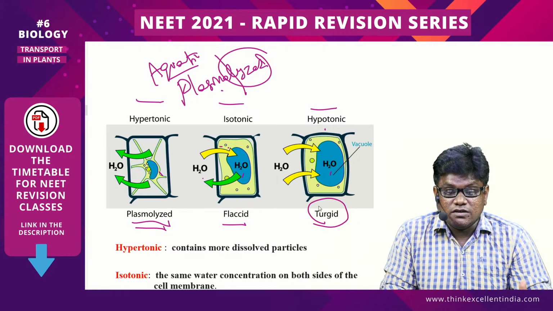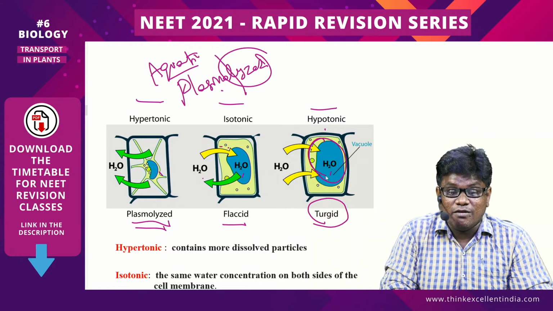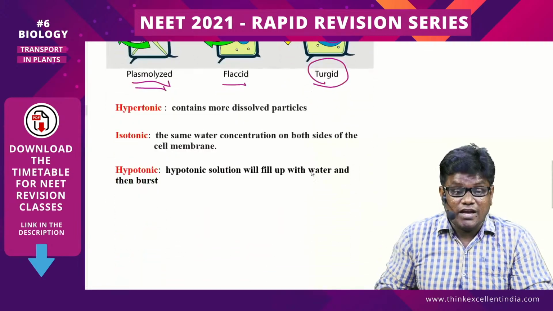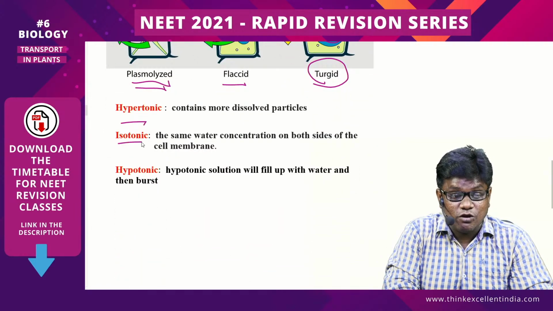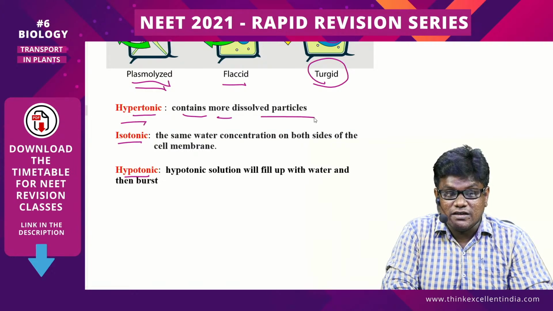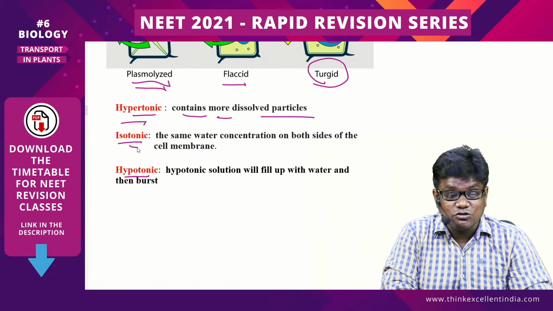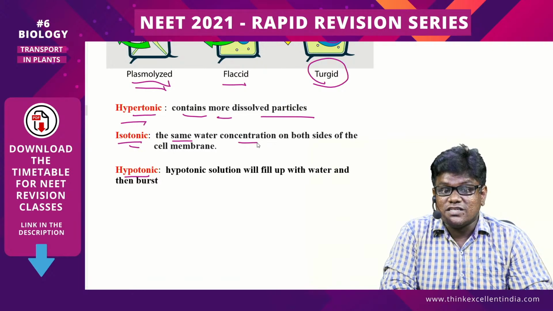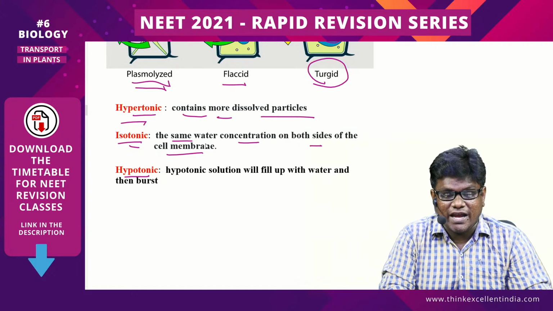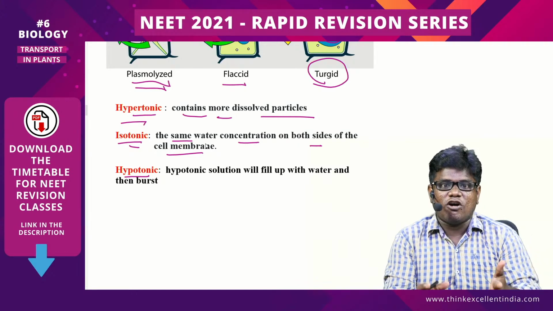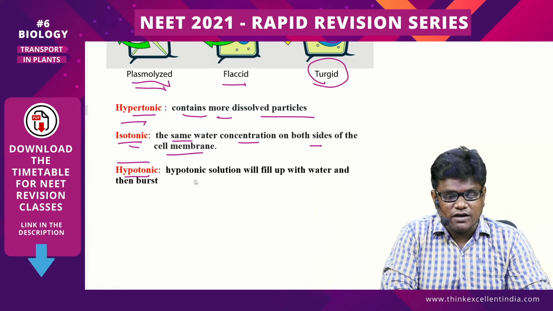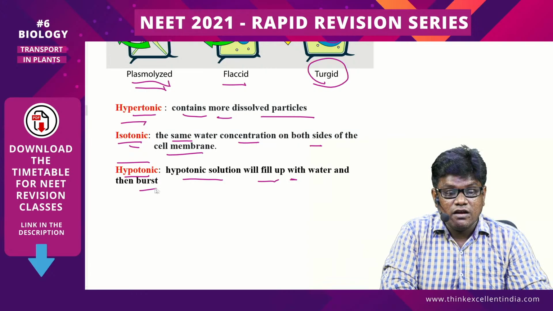It becomes turgid. There is a disturbance of the cellular metabolism process inside, penetrating the water content. Here you can see three different types of solutions: hypertonic, isotonic, hypotonic. Hypertonic contains more dissolved particles, and isotonic contains the same water concentration on both sides of the cell membrane. So hypertonic solution will fill up the water and then burst.